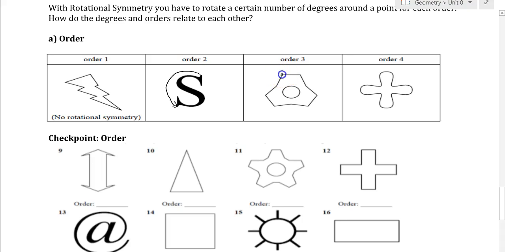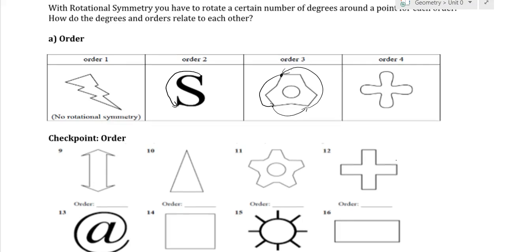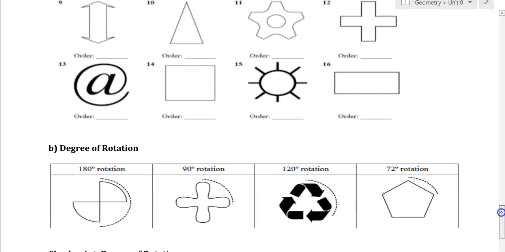Order 3, 1, 2, and 3 gets you all the way back to the beginning. So there's 2 rotations, and then the third one gets you back to the original figure. Order 4, same way. So pause it, try the checkpoint.